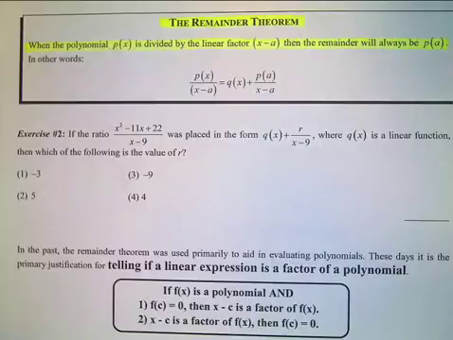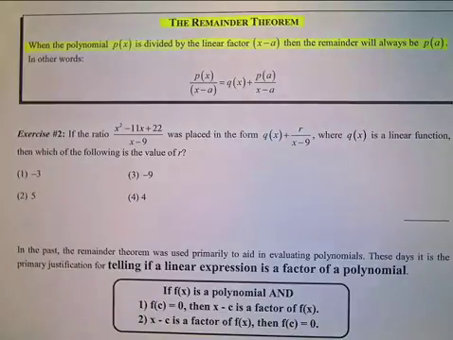So in exercise 2, if the ratio or division was placed in the form given, where q of x is a linear function, then which of the following is the value of r? So again, they're asking us just for the remainder. They're not asking us for what quantity divides into it evenly. They're asking us for the remainder.